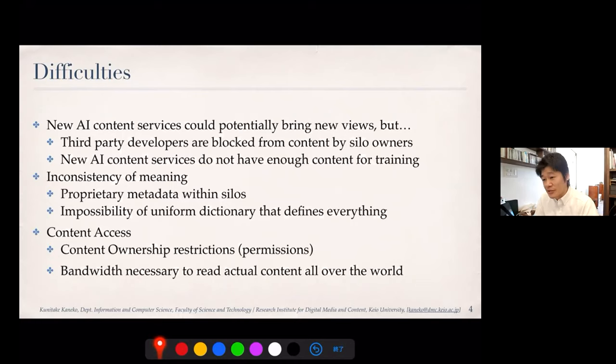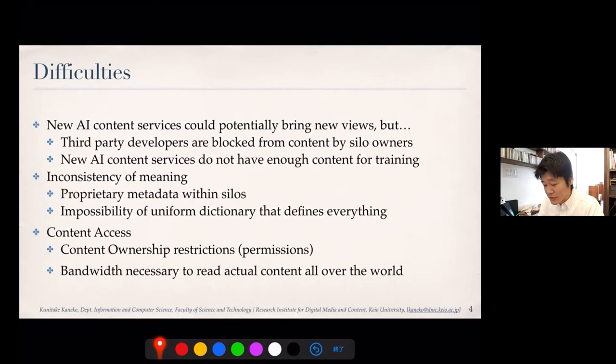The third point is the content access. I just mentioned that the permission is important, right? And also the bandwidth to release the data at the computer. Intel said that the bottleneck is the server interconnect. It means that once the data is within the computer, they can process it. However, if the data is outside, that is the usual case, it's very tough work. So reading the data is a bottleneck right now.